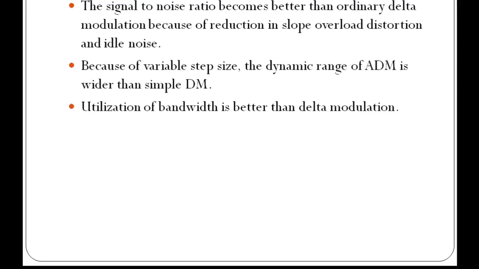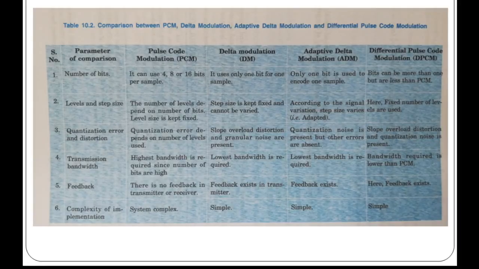Overall advantage compared to PCM, you can say that only 1 bit per sample is required and the transmitter and receiver are simple. So implementation of transmitter and receiver circuitry is simple. This is the comparison of all the modulation schemes we have seen in this chapter. This is PCM, delta modulation, adaptive delta modulation, and DPCM.